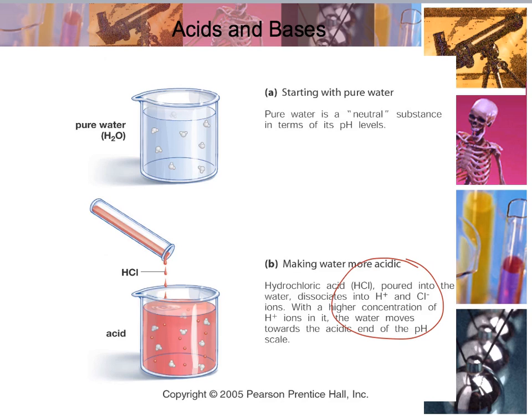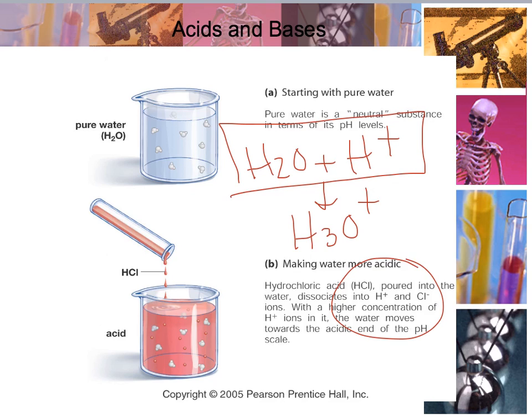Now, a particular term: when water takes in a proton, or H plus ion, it forms H3O positive, kind of like a water ion. That particular ion is referred to as a hydronium ion. You may see that, because we generally won't see free H plus in solution. So you could say that an acid will increase the amount of H plus or increase the amount of hydronium ions. Either one is acceptable.